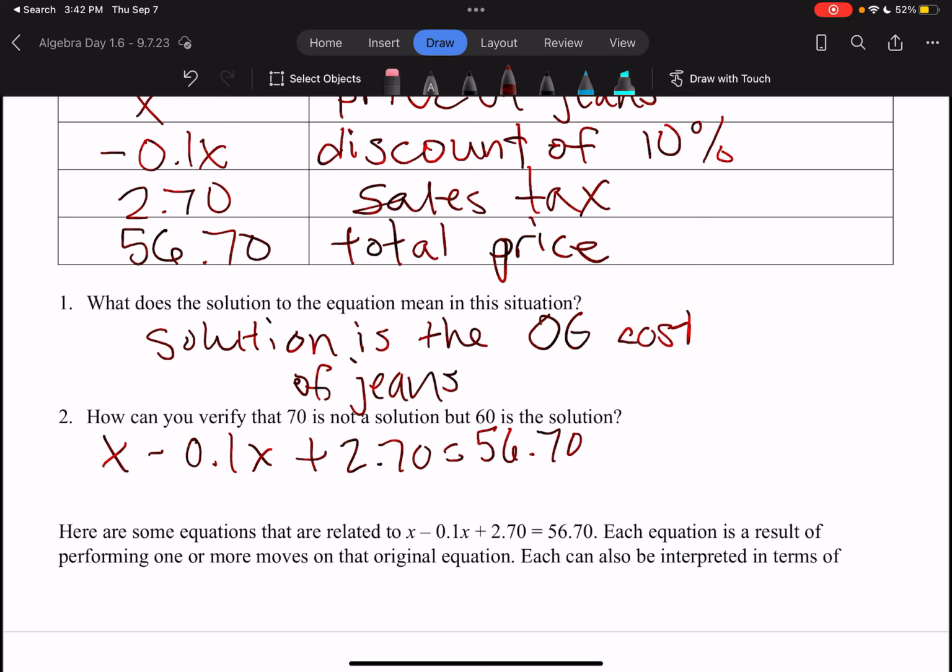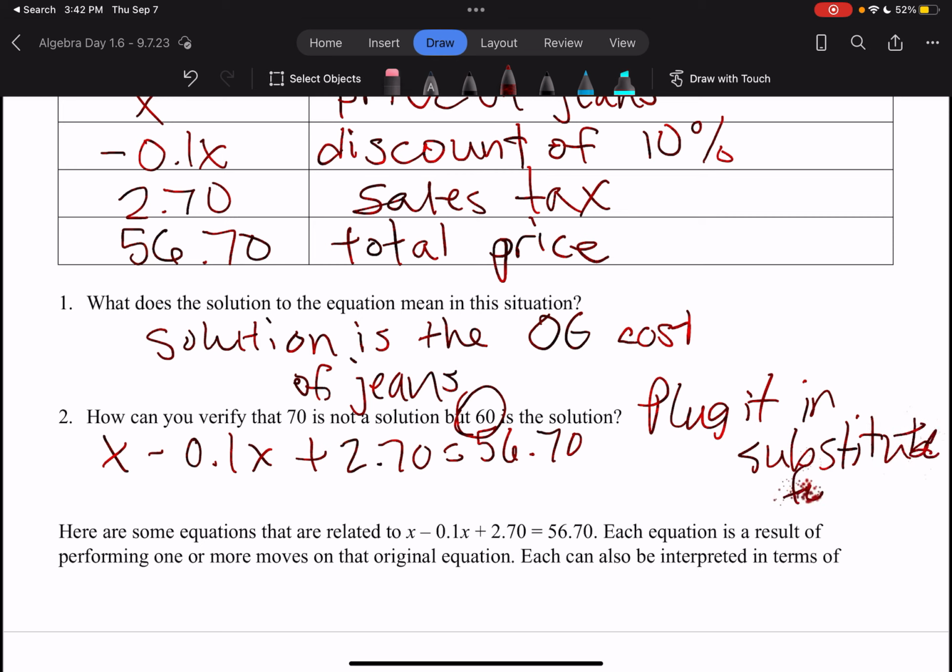So let's plug in 60 because it tells us that that is the solution. The more appropriate term would be to say to substitute 60 for x. All right, let's go ahead and do it. So this x right here is really 1x. And remember we talked about if we're taking a discount of something, we're left with the other percent. So if we're taking a 10% discount, we're left with 90% of the original cost.